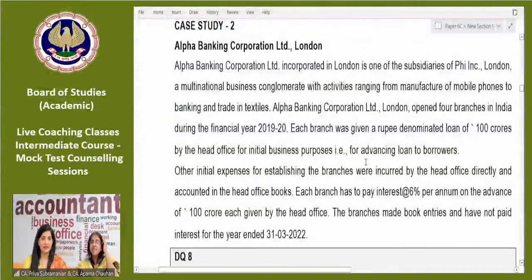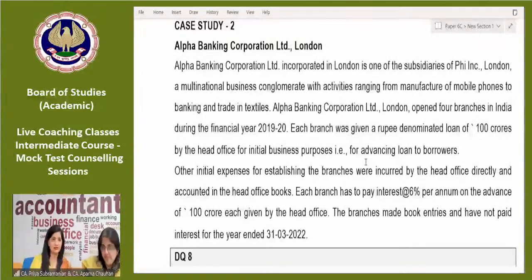This is case study 2. Basically, case studies are integrated, based on different provisions of the Act or the DTAA, whatever it is. This case study also deals with transfer pricing provisions, penalty under the Black Money Act, and Section 10 exemption. Many provisions are tested here. The first paragraph is on a non-resident engaged in the business of banking, which has a branch in India.